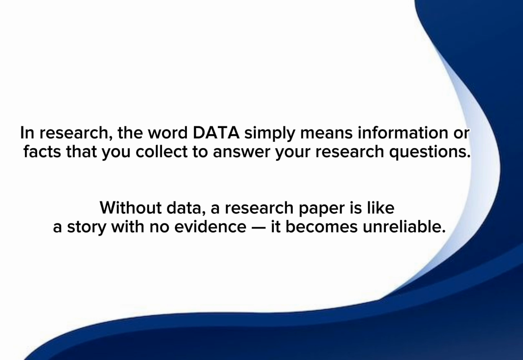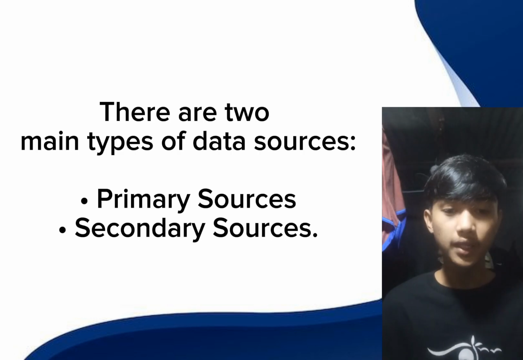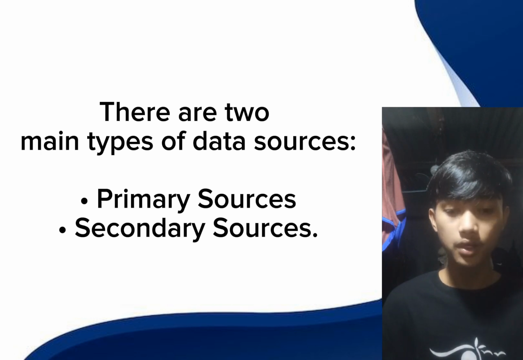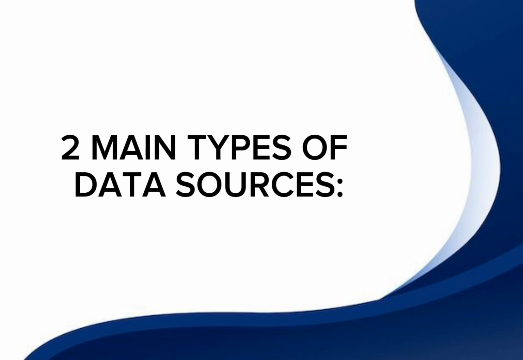In research, the word data simply means information or facts that you collect to answer your research questions. Without data, a research paper is like a story with no evidence. It becomes unreliable. There are two main types of data sources that researchers use, primary and secondary sources. Let us understand them one by one.